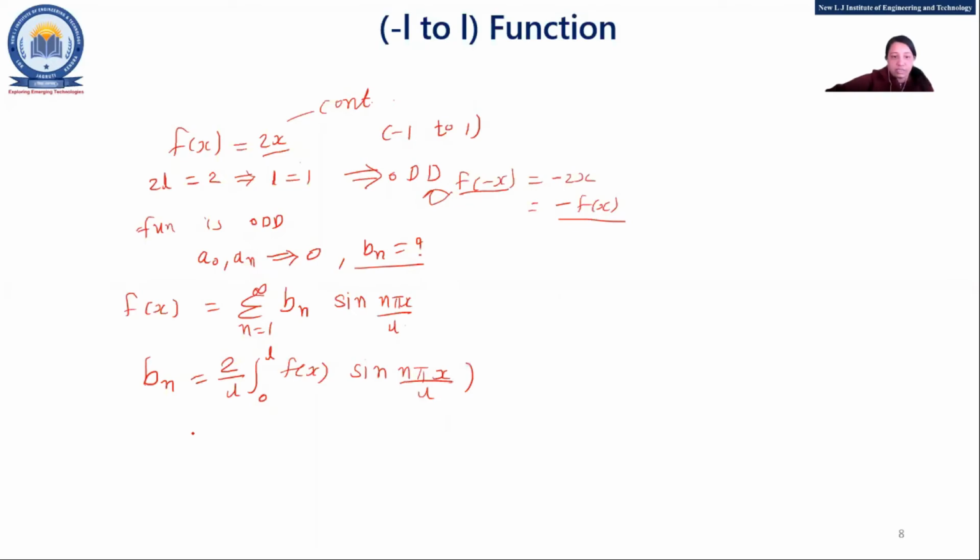Now, 2 by L, L is obviously 1, so only 2 is there. Now L is 1, so 0 to 1, fx is 2x, and sine n pi x by L. L is 1, so I'm not writing that. Okay, just calculate this. In this screen only we are going to calculate that. Just take a few seconds to calculate Bn.